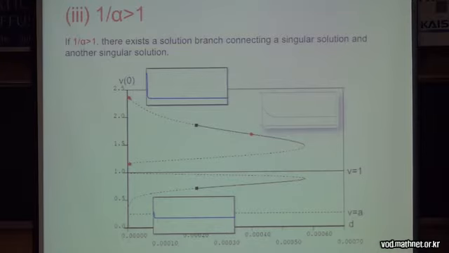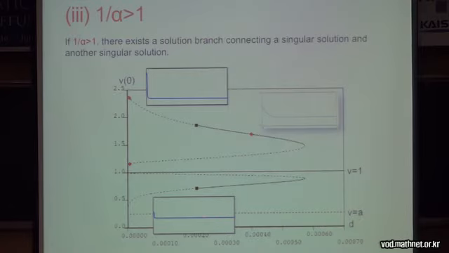So the third case is the following. 1 over alpha is greater than 1. So this means alpha is less than 1. So alpha is a relatively small case. There exists a solution branch connecting a singular solution and another singular solution. This is a quite new phenomenon because of the profile of these two singular solutions. This solution profile is like this, almost A and a boundary layer appears like this. On the other hand, this solution profile is like this, almost 1 and some boundary layer appears.